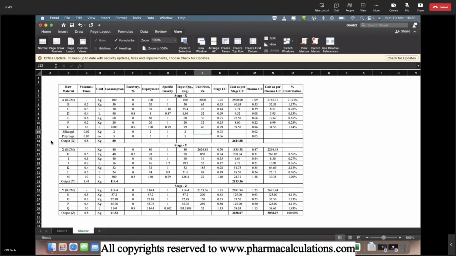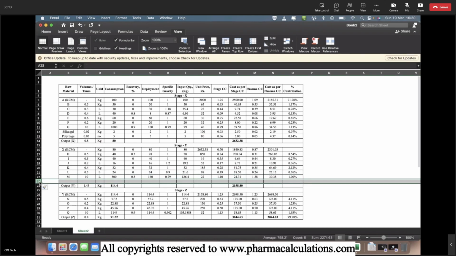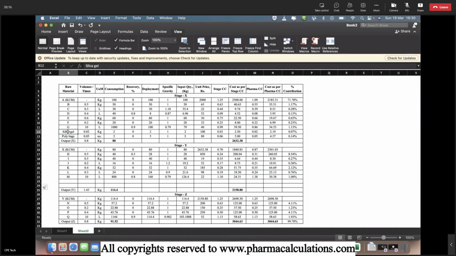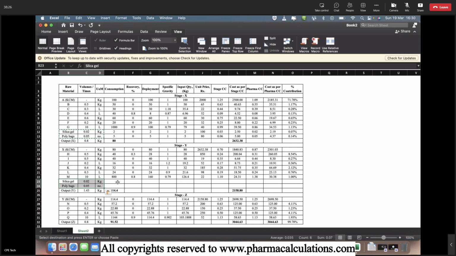And now let's come to the price. For this price, I will add almost 100 rupees. I don't know the exact price of this silica gel, and also I don't know the exact price of polybags, so I'll be taking it as 80 rupees. Once you have done this, automatically this will be calculated, so we shouldn't calculate it again. Why? Because you are going to insert the rows, and here also I'll be taking the same thing. Just copy and paste.